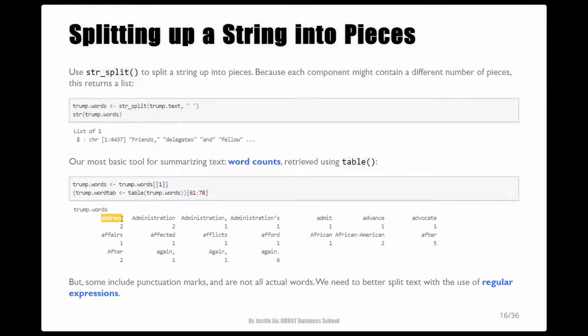And all the elements are sorted alphabetically by name. Notice that some names include punctuation marks. For example, "again" with a comma, this "again" with a period, and this "Again" has a capital start letter. And they are treated as separate words. But in fact, they are not distinct words. So this is not ideal.